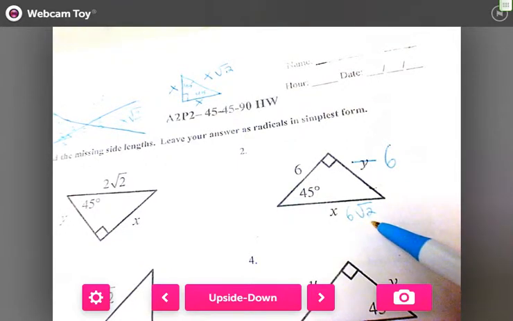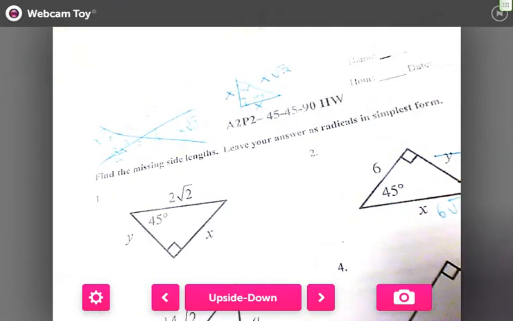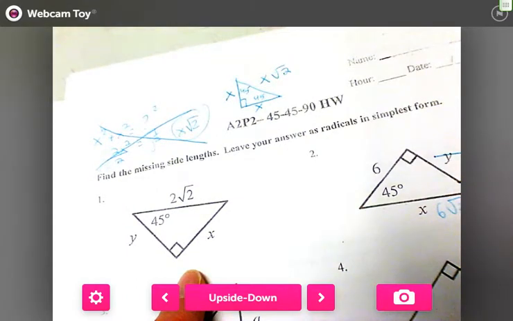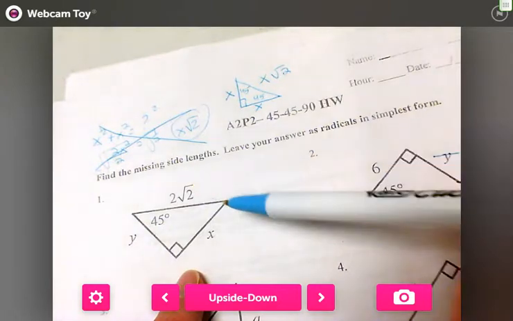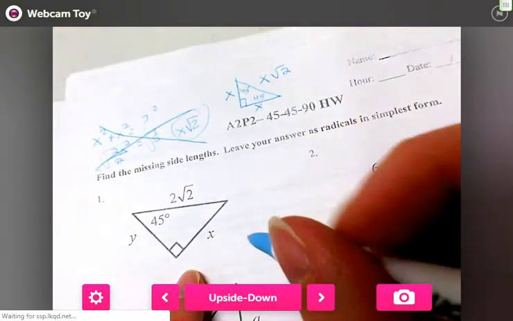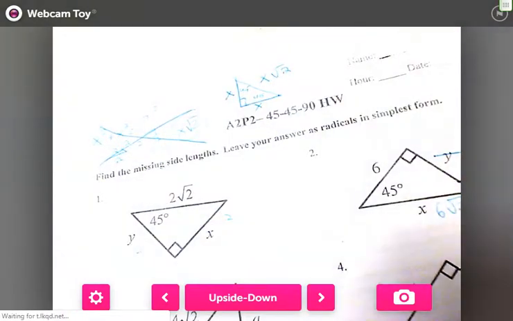Okay? So we're going to go backwards. We're going to look at number 1, and then you guys will do the rest on your own. If the hypotenuse is 2 square root 2, what are both of the sides going to be? There you go. That's it. That's this whole thing.